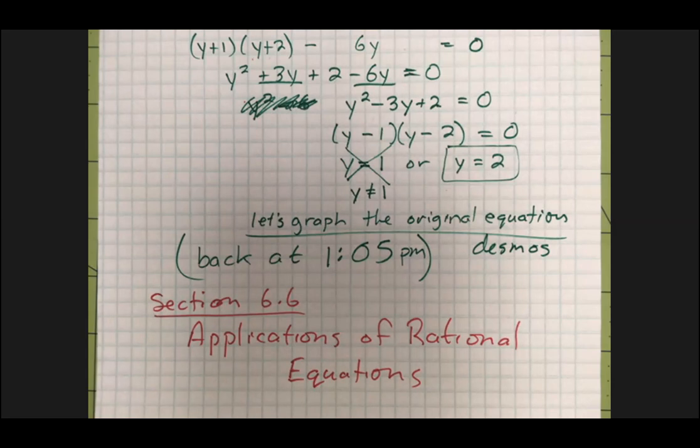But it turns out that you can do some practical problems with rational equations. And this is section 6.6. It's called Applications of Rational Equations.